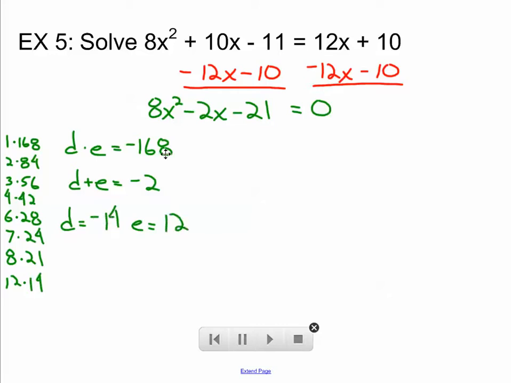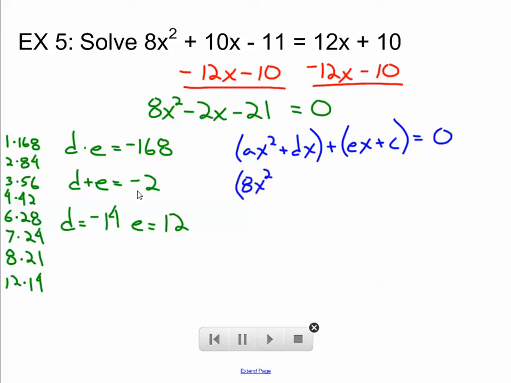So negative 14 and positive 12, because the bigger one needs to be negative so they can add up to a negative number. Here's our formula, ax squared plus dx plus ex plus c. We're solving an equation, so I'm going to put equals 0 here also. A is 8, d is negative 14, e is 12, c is negative 21.